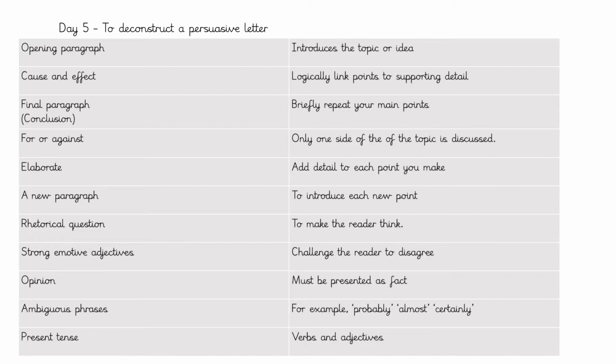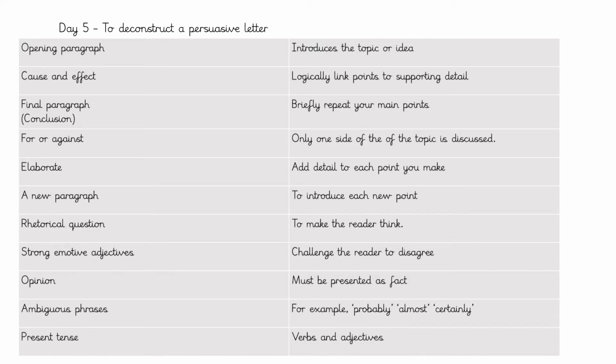You also have to make a decision whether you are for using the donkeys for tourism or against using the donkeys for tourism. You can only write for one side of the argument, so you have to make a decision. Are you for using donkeys or against using donkeys in Greece? When you have made a point in a paragraph, you then need to add detail to make your point make sense. Each new paragraph introduces a new point, a new argument.